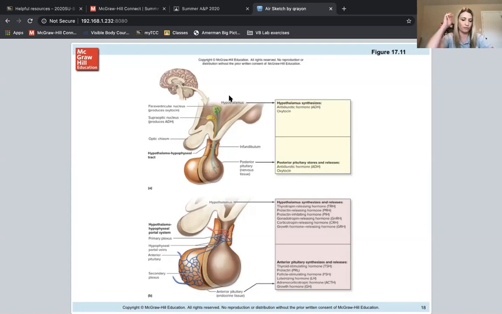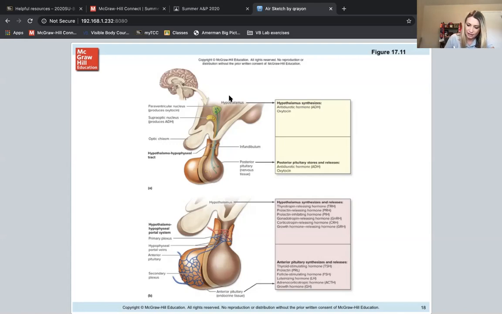Now, focusing more on that bottom image here, you see more of the anterior pituitary going on here, and we don't see a whole lot of hypothalamus here. But the hypothalamus is still sending a very important message, signaling to the anterior pituitary. The way the anterior pituitary and hypothalamus communicate with each other is through this hypothalamo-hypophyseal portal system. Okay, so this is the system of those blood vessels that you see here.